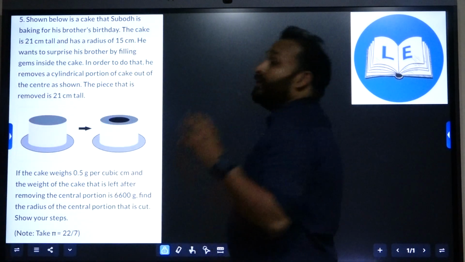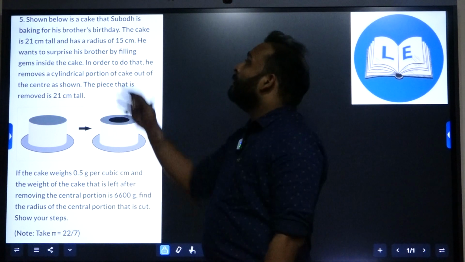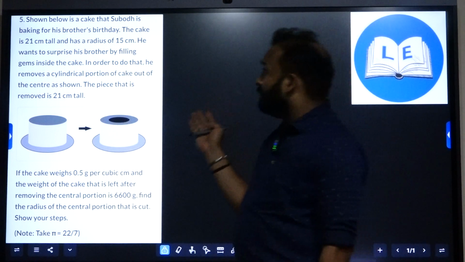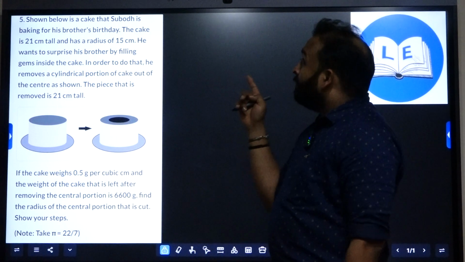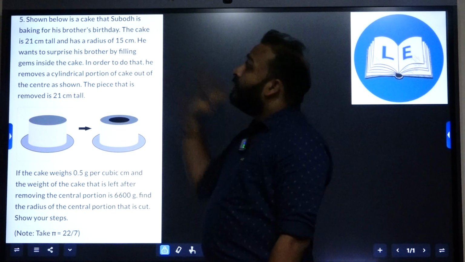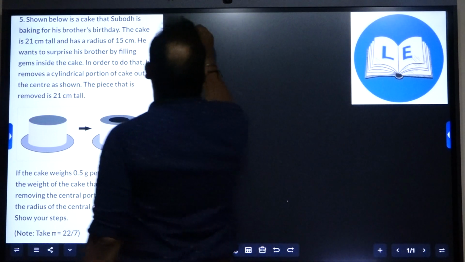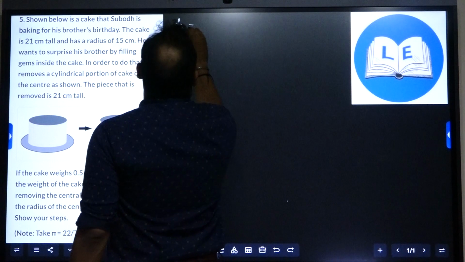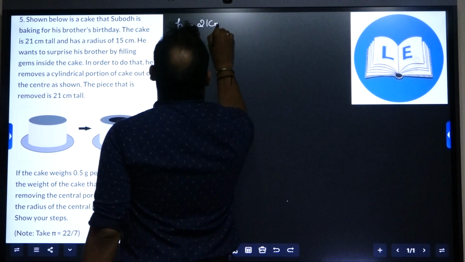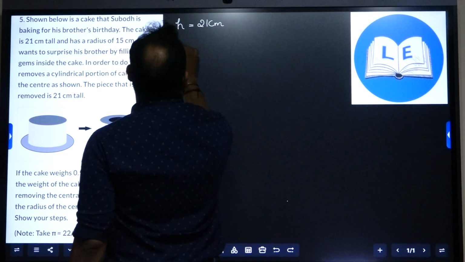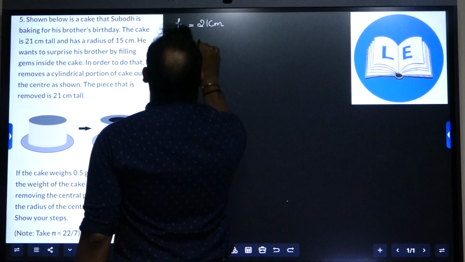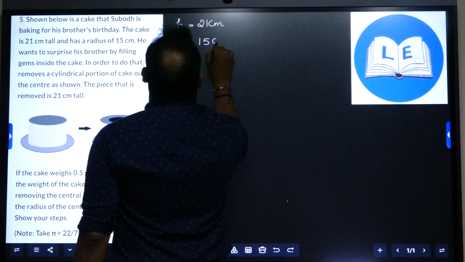Let's try to read the question and understand what is given here. Shown below is a cake that Subodh is baking for his brother's birthday. The cake is 21 centimeter tall and has a radius of 15 centimeter. So let's note down the height. You can see it's in the form of a cylinder. So height of the cylinder is 21 centimeter and they have given the radius of the cylindrical part here. So radius of the base is 15 centimeter.